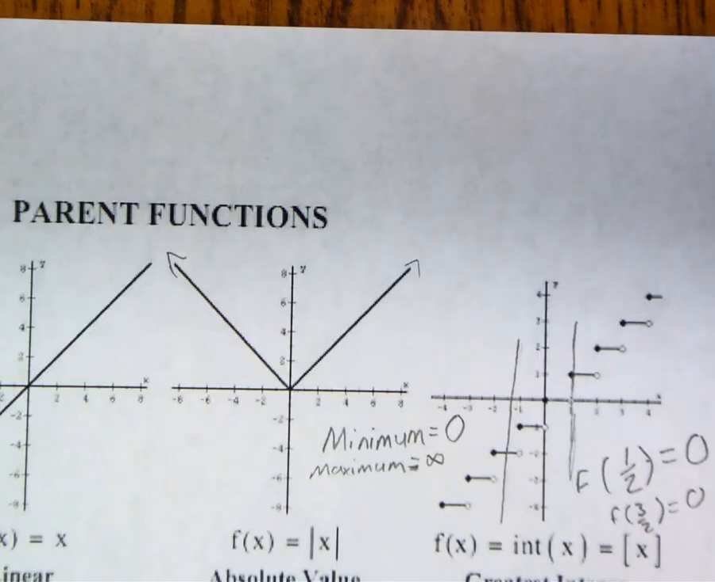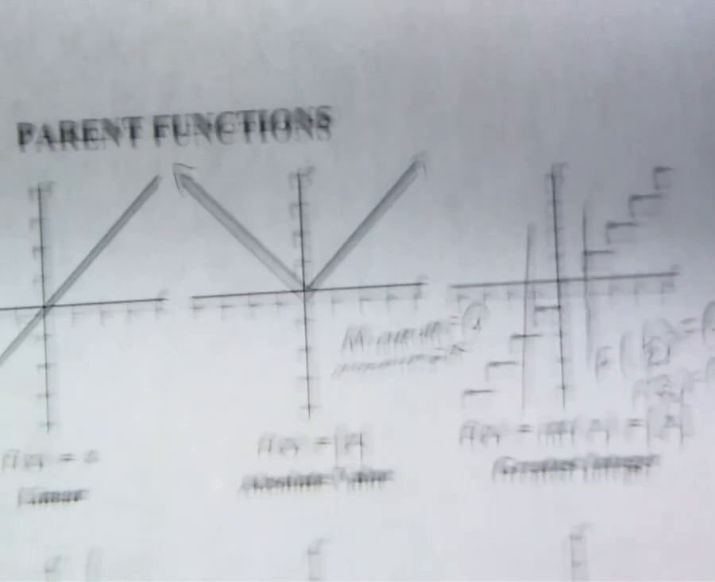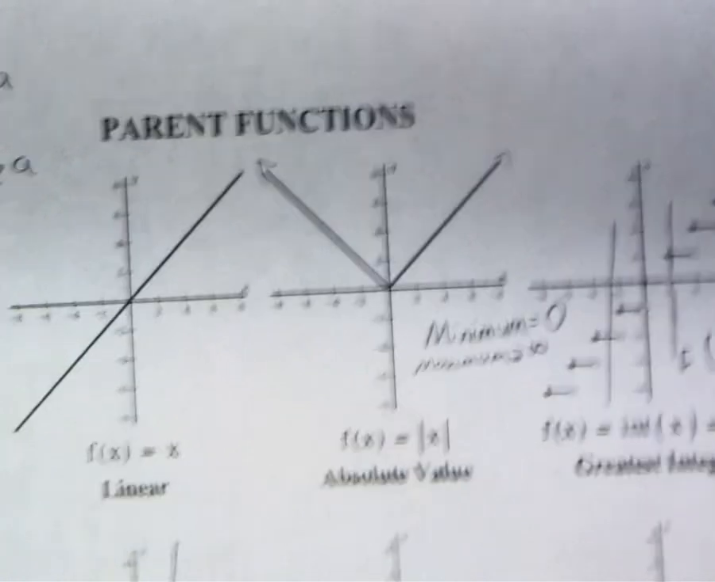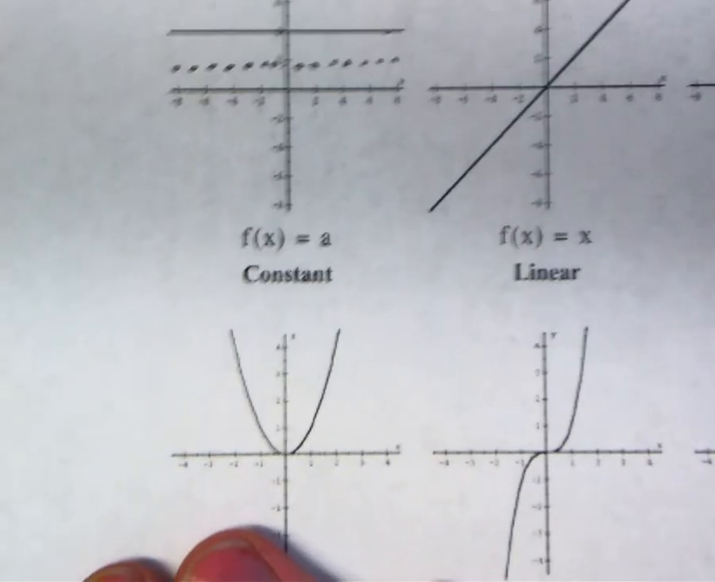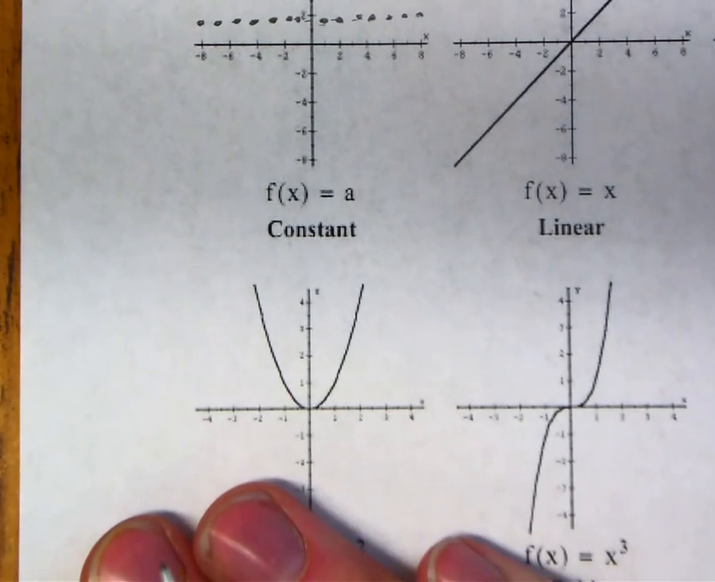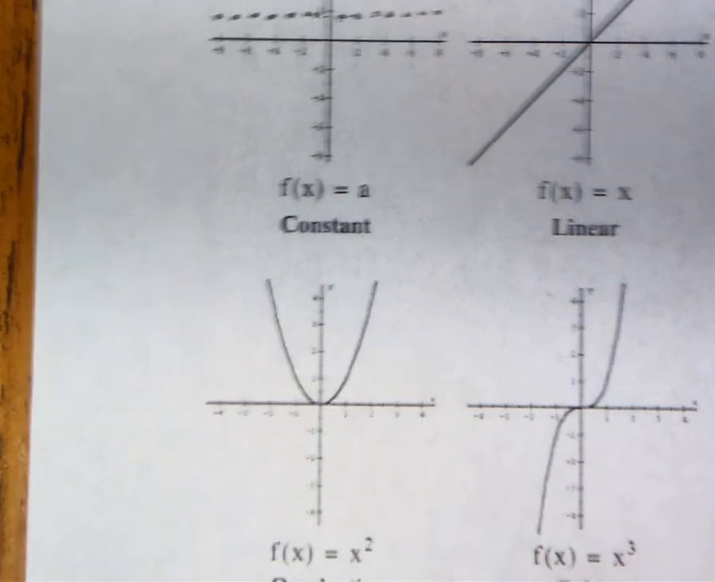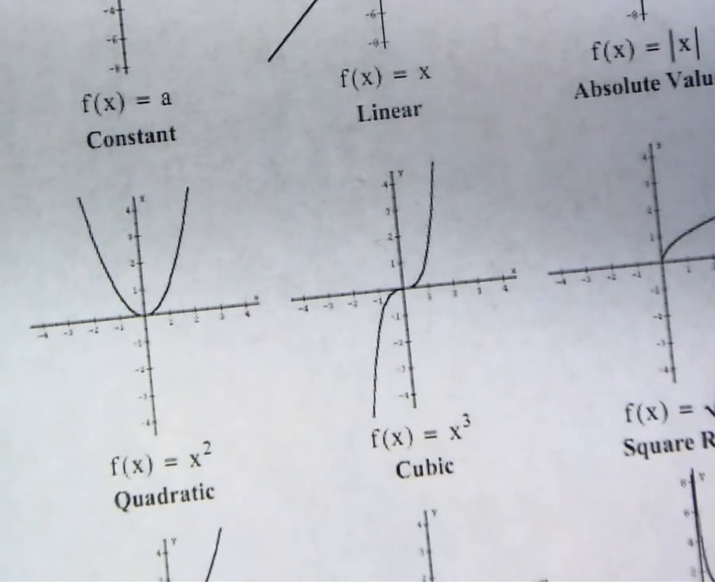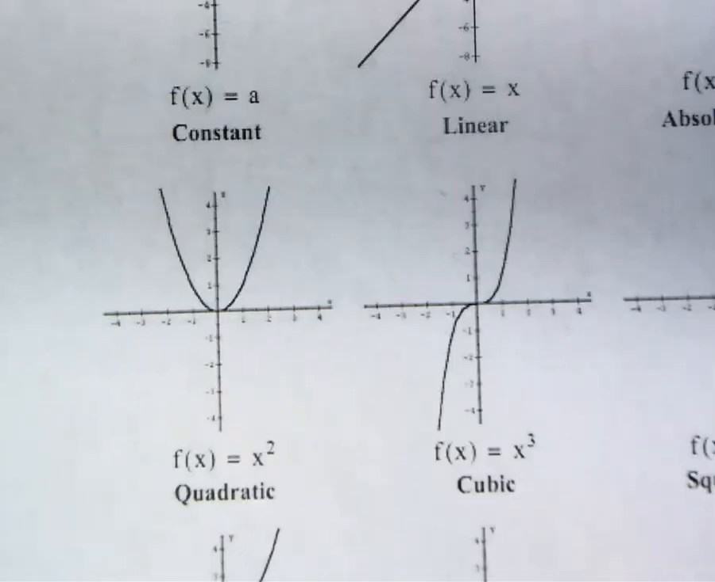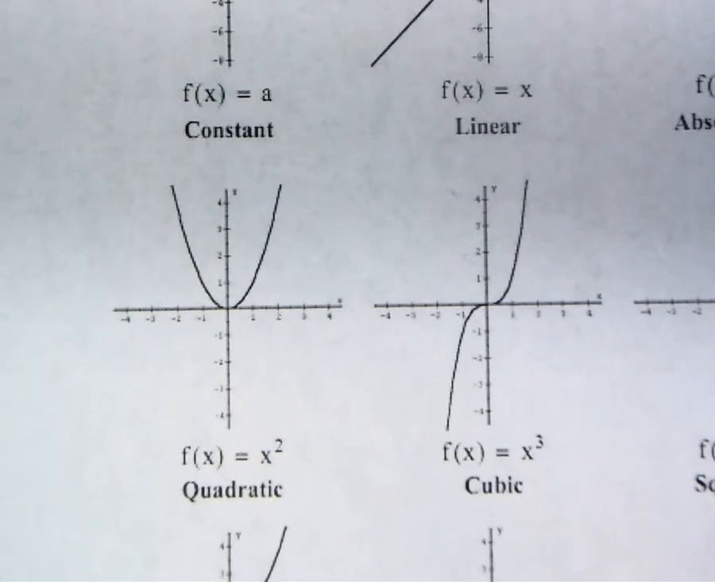All right, so let's try looking at a couple others here. Let's try one of our function families. Okay, so we're going to look at this type of function here. What type is it? We're going to call that a quadratic. There we go. All right.